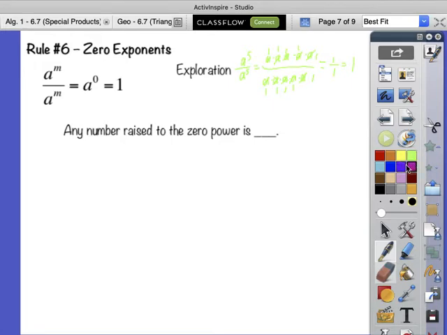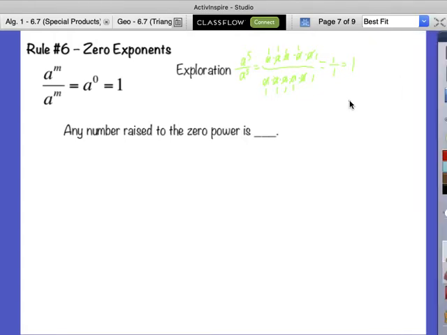Mr. Kossel, I thought we were talking about exponents of 0. I don't see an exponent of 0. I saw 5s, and I see the number 1 at the end. Where is the exponent of 0?